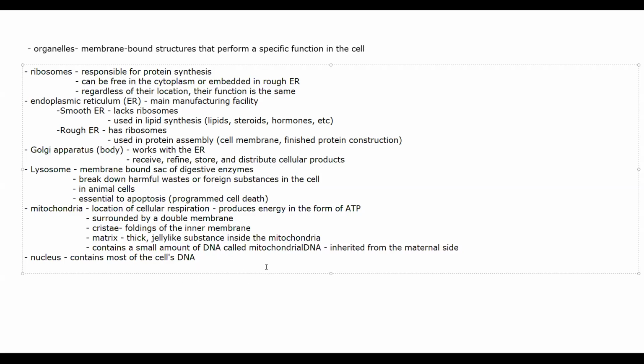Contains most of the cell's DNA. It also has a double membrane that we call the nuclear envelope. The nuclear envelope has pores, called nuclear pores.